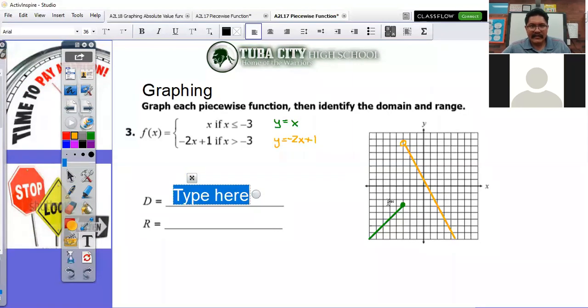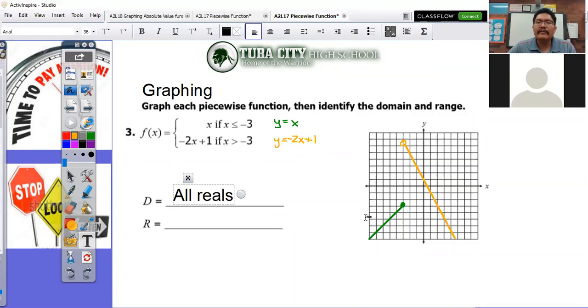Last thing we need to do is find the domain and range. For this, we have to find all the possible x values. So my green line goes all the way down to -infinity. It goes to the left. Even though it's going down, it's still going left, and that means it's going towards -infinity. The orange line is also going down, but it's still going to the right, and that means it is still going towards +infinity. So in this case, we would say all real numbers.